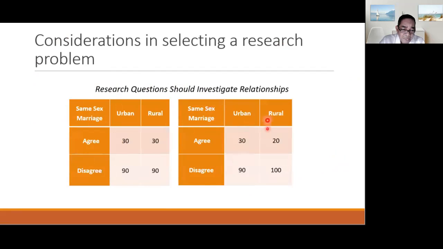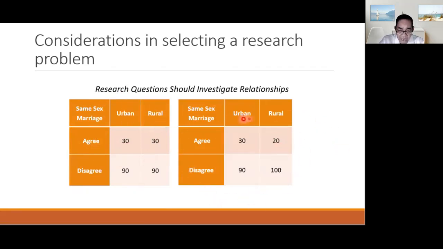Just to show you the meaning of relationship, on the left in this table, we talk of agreement to same-sex marriage in the urban and in the rural area. You will note here that the proportion of people who agree with same-sex marriage in the urban and in the rural is just the same. So there is no relationship between agreement to same-sex marriage and the urban or rural area.